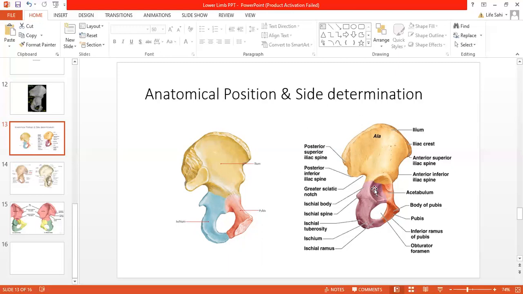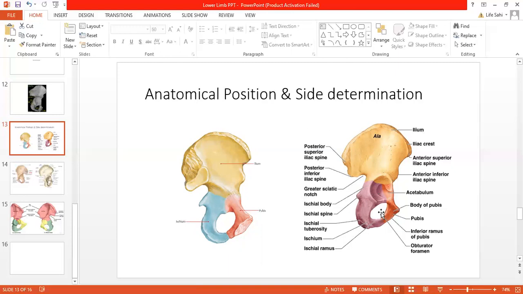The second point that we can take into consideration to understand the anatomical position of the bone is the acetabulum, which is a hollow fossa. This fossa is located laterally or posterolaterally to receive the head of the femur to form the hip joint.